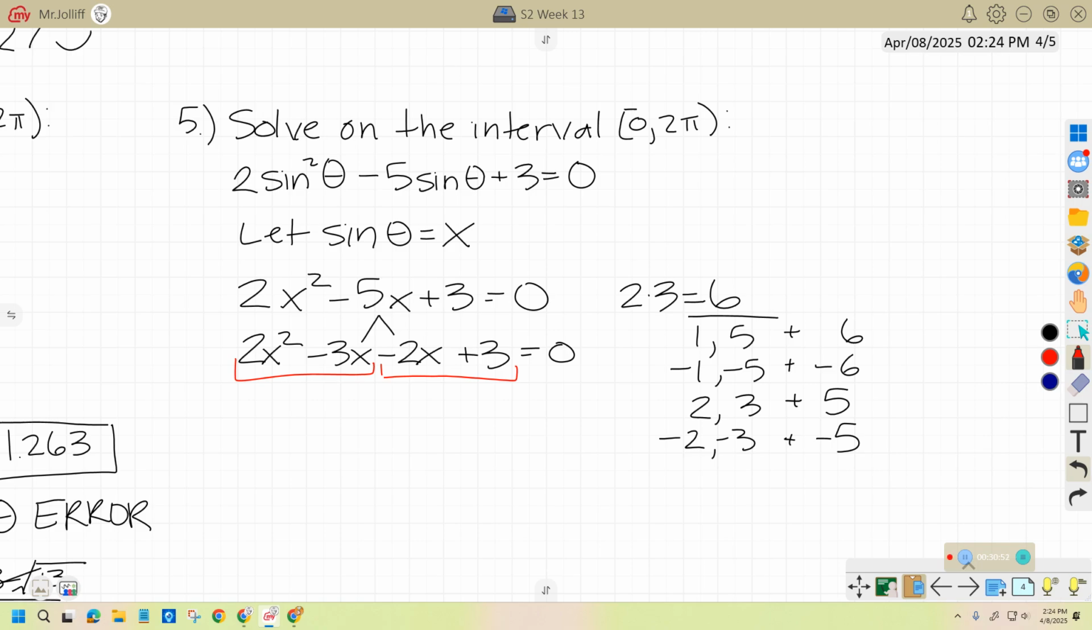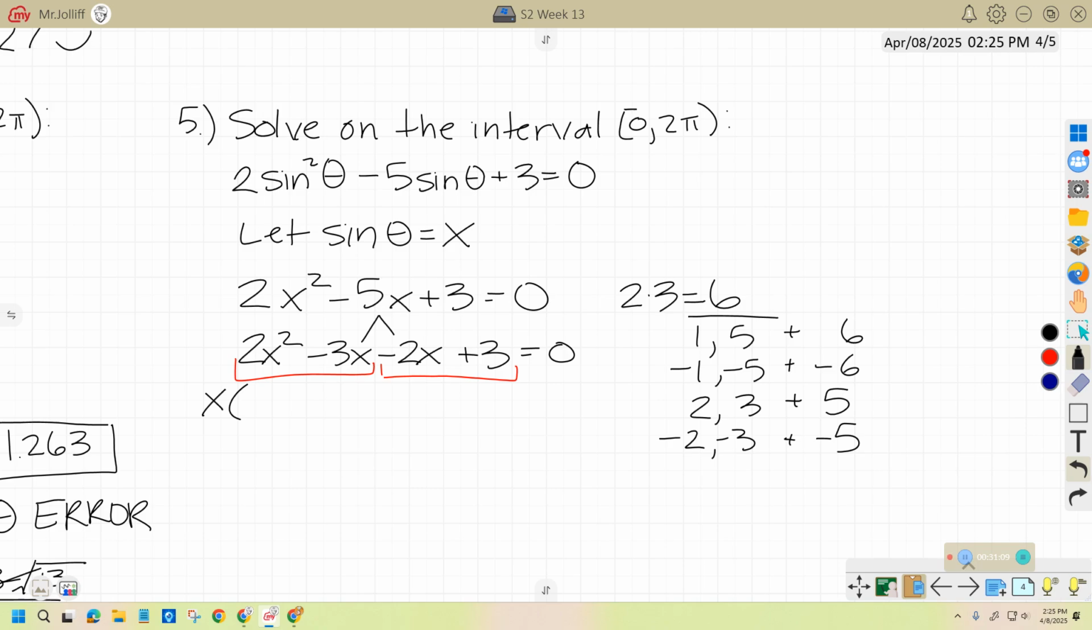We're going to start with the first pair, 2x squared minus 3x. What do they have in common that I can factor out? An x, yeah, let's pull an x out. I'm going to divide an x out.